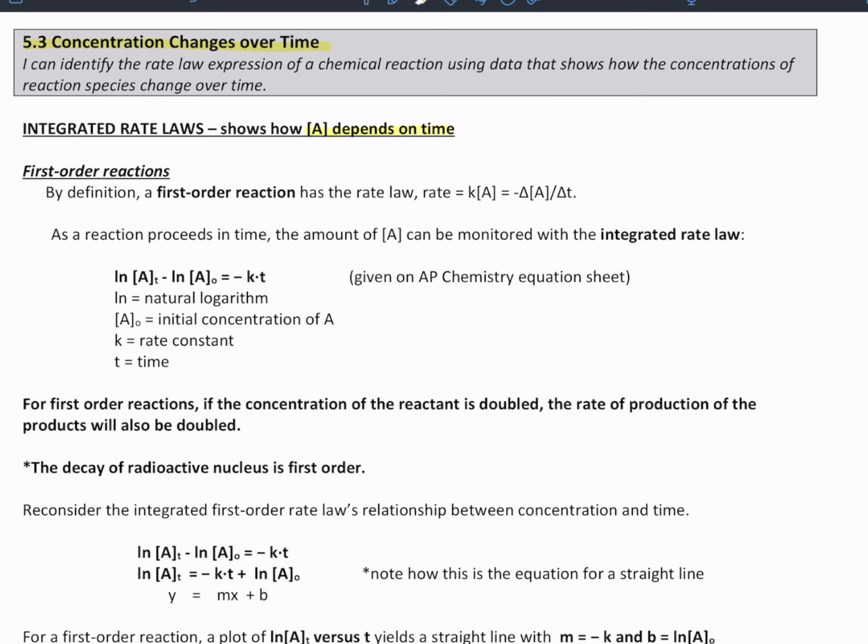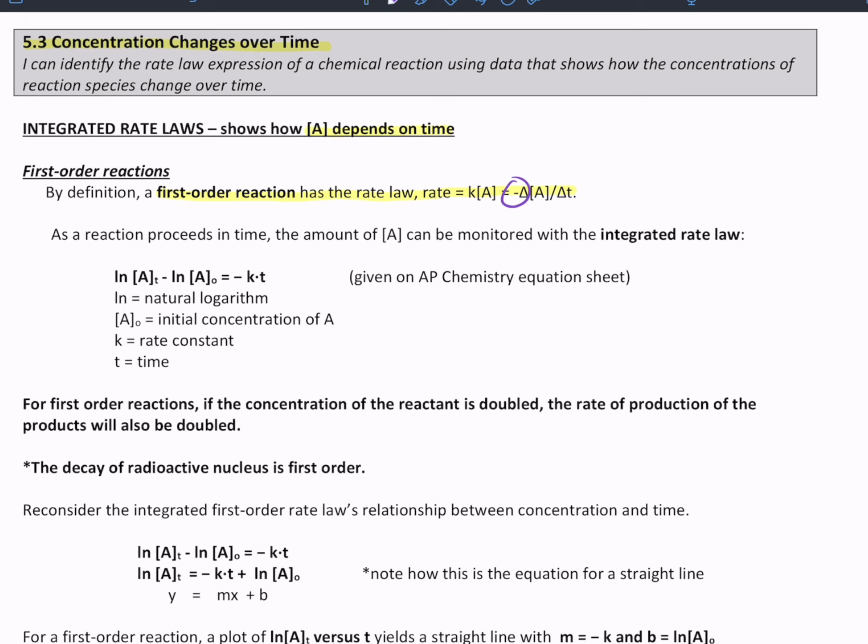When we look at a first order reaction, this by definition is going to have the rate law of rate equals k times the concentration of A, or the change in concentration of A over the change in time, where we're going to be using up A concentration. Again, look at that negative sign. That's known as our differential rate law.